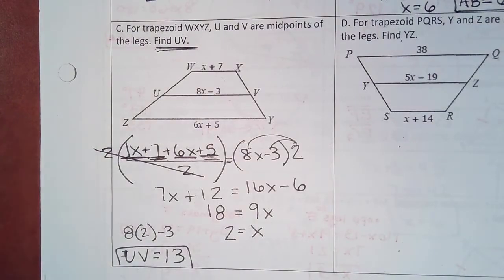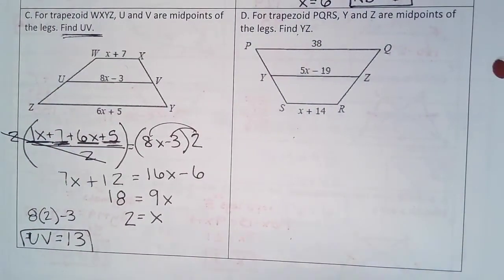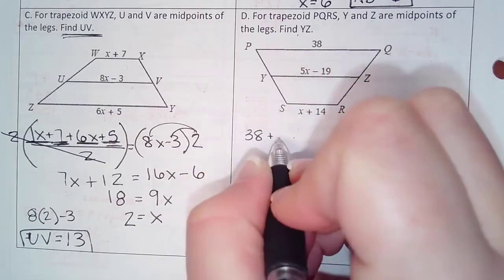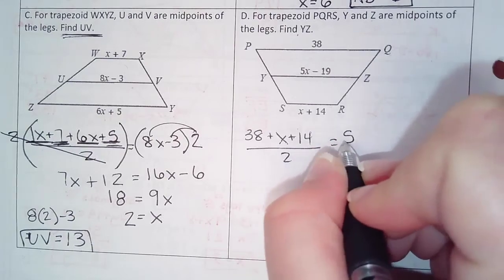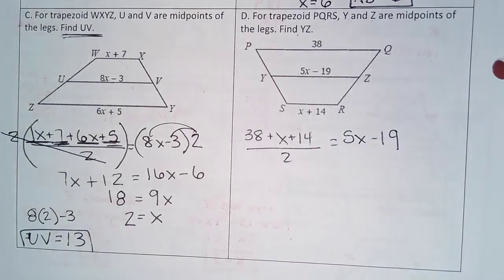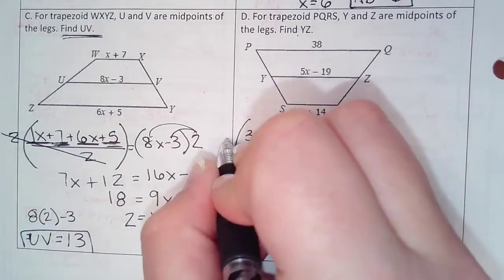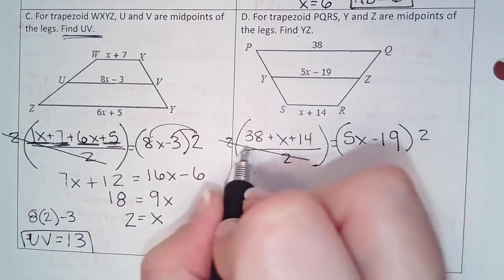Our last one here, for trapezoid PQRS, Y and Z are midpoints of the legs. So find YZ. So similarly, we'll say 38 plus the bottom, x plus 14, divided by 2 equals 5x minus 19. Let's go ahead and multiply both sides by 2.